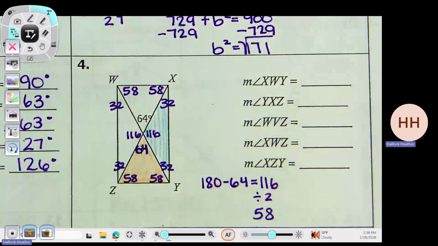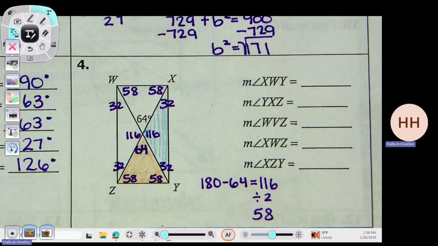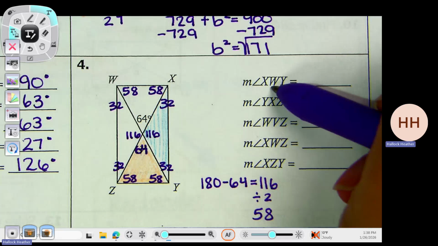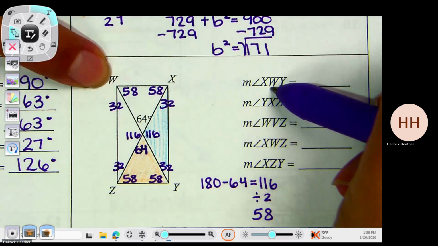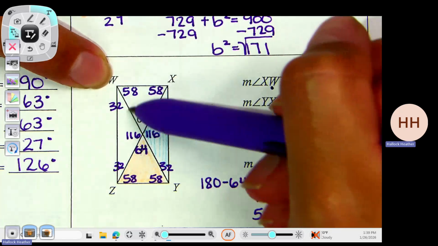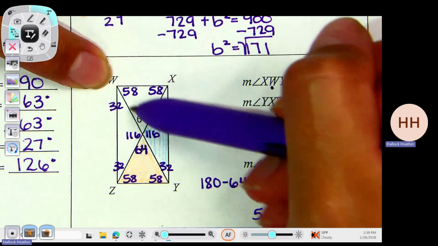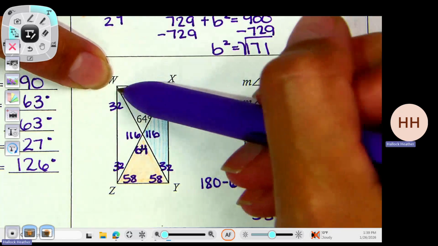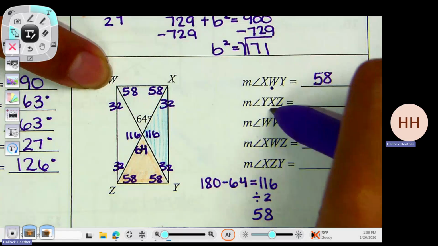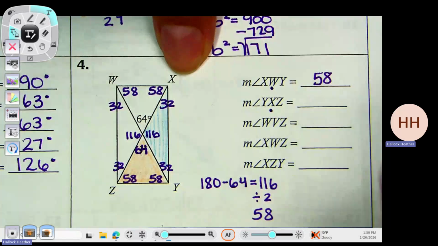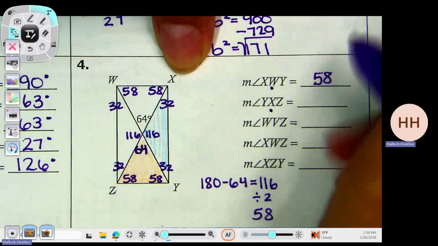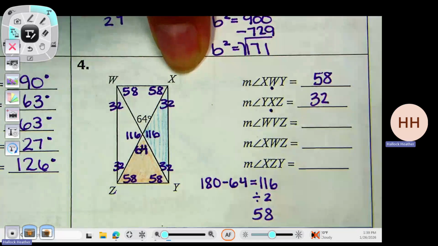So now that we have our numbers, see if you can read the 3-letter angles. We'll do the first two together. It says X, W, Y. It's focused on W, so I'm in this corner. But I'm starting at X, going to W, and ending at Y. So how much is that corner? 58. The next one is focused on X, so that's this corner. But I'm starting at Y, going to X, and ending at Z. 32. See if you can fill out the last 3 angles.